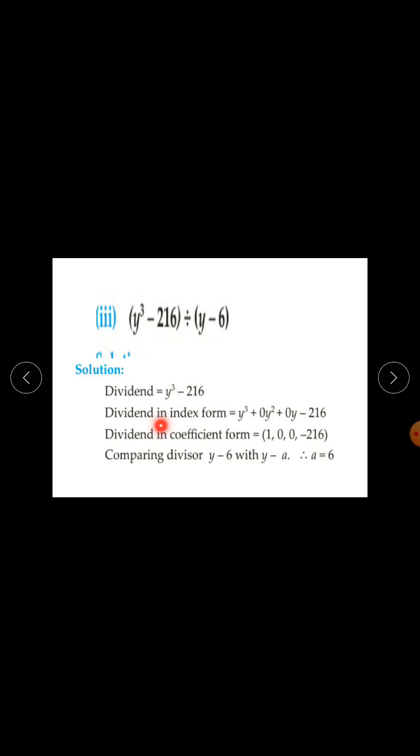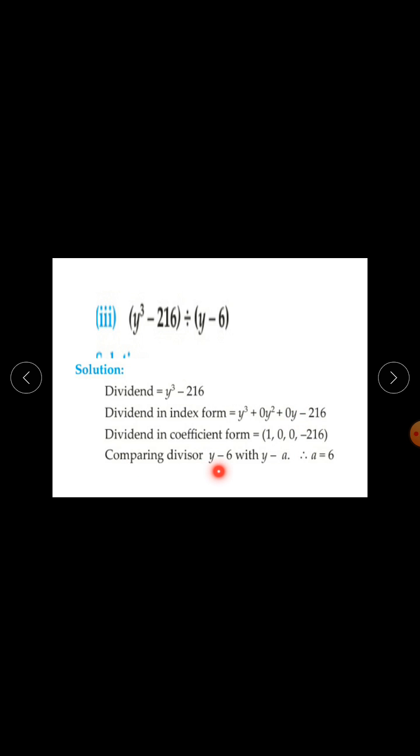So dividend in index form equal to y cube plus 0y square plus 0y minus 216. Dividend in coefficient form equal to 1, 0, 0, minus 216. Again, no coefficient means here it is 1. So 1, 0, 0, minus 216.